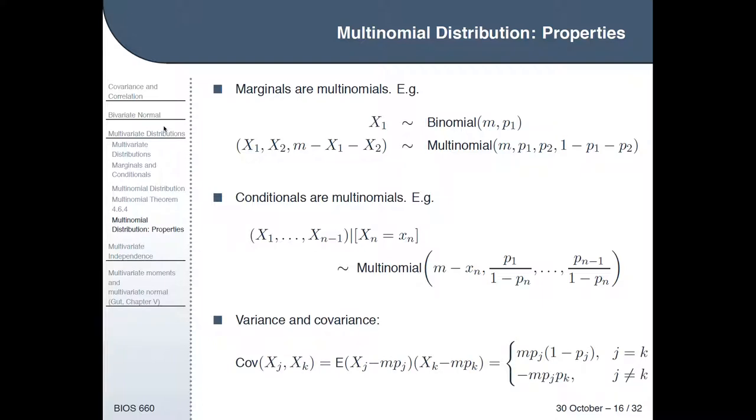And you can also compute the variance and covariance of these things, and you end up with the variance of each individual xj is just m times pj times 1 minus pj. Makes sense. That corresponds to what we saw in the binomial case. And the covariance between xj and xk turns out to be minus m times pj times pk. Any questions about the multinomial distribution? Okay.